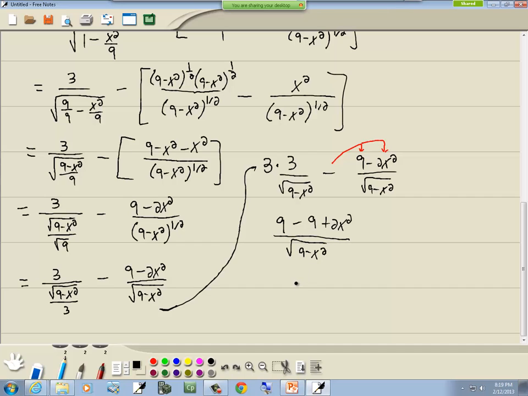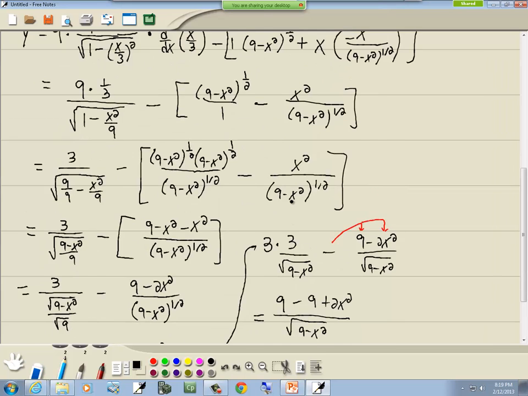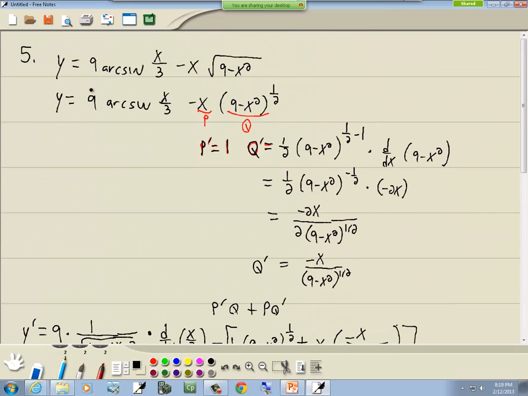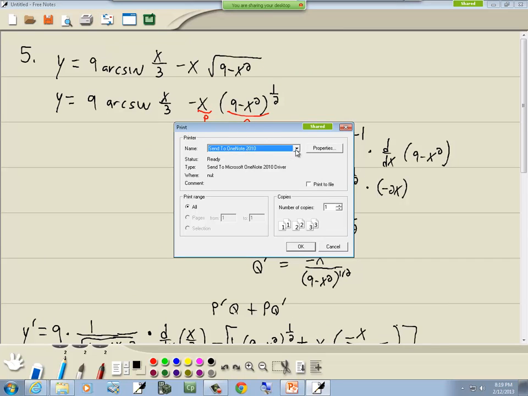Well, 9 minus 9 cancels, and we end up with 2x squared over the square root of 9 minus x squared. Assuming you didn't make any basic algebra mistakes. And that's your answer. Quite a bit of simplifying on that one. Let me save that page.